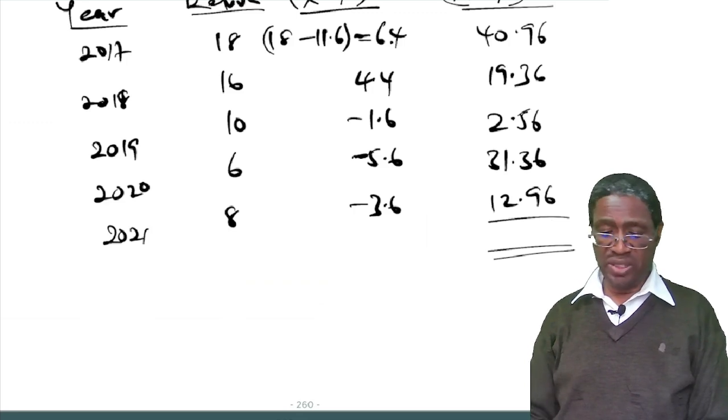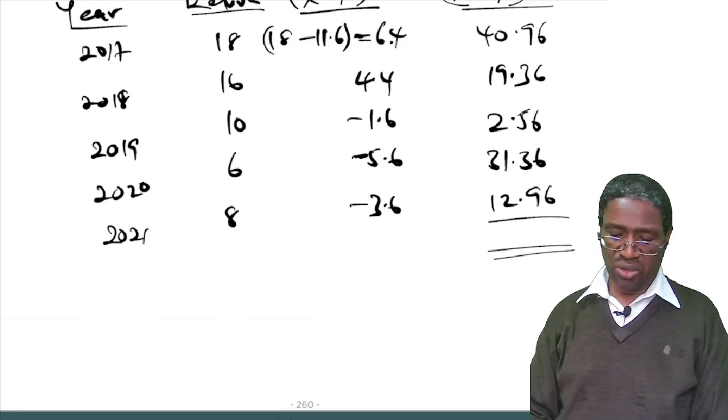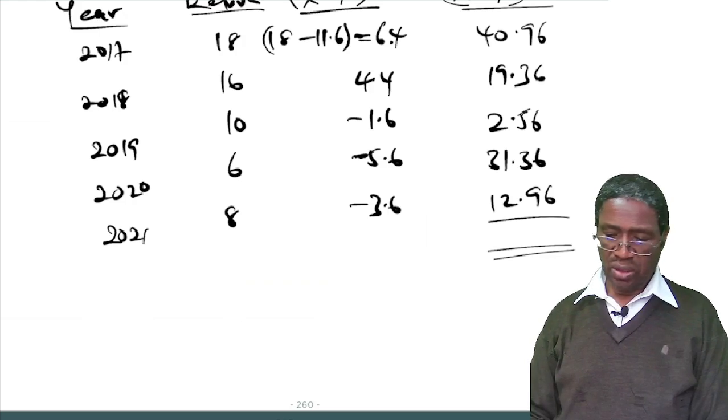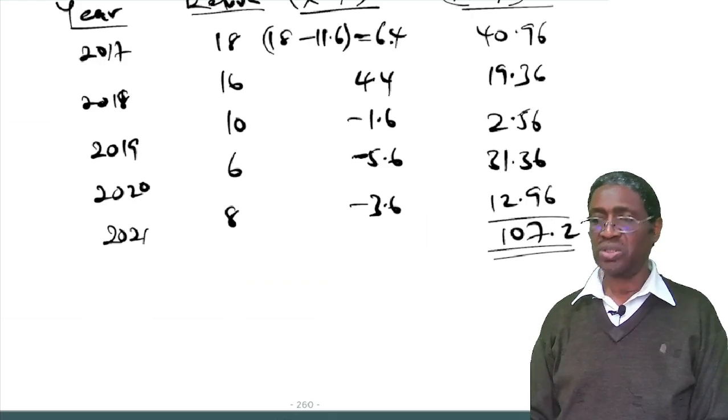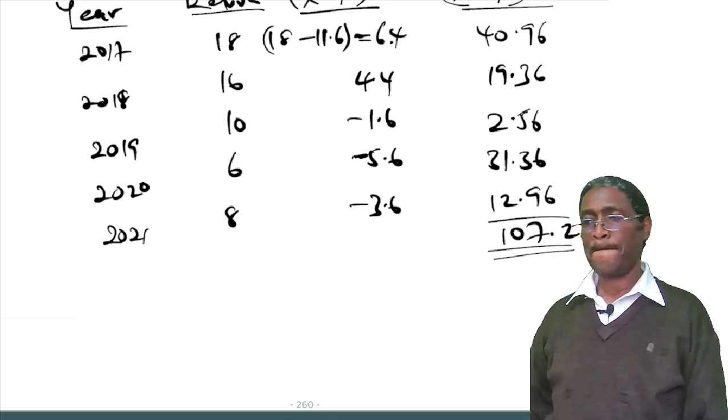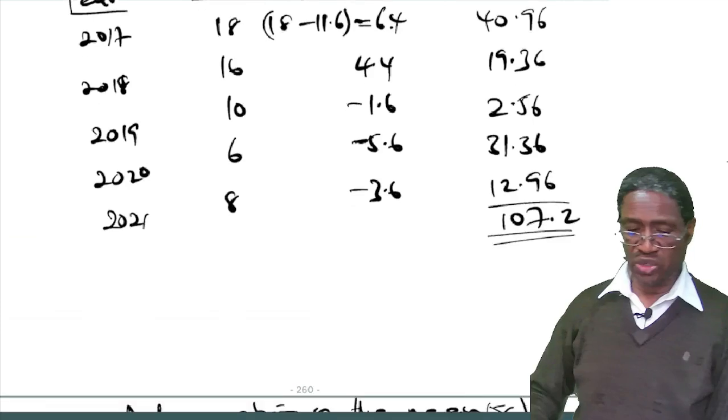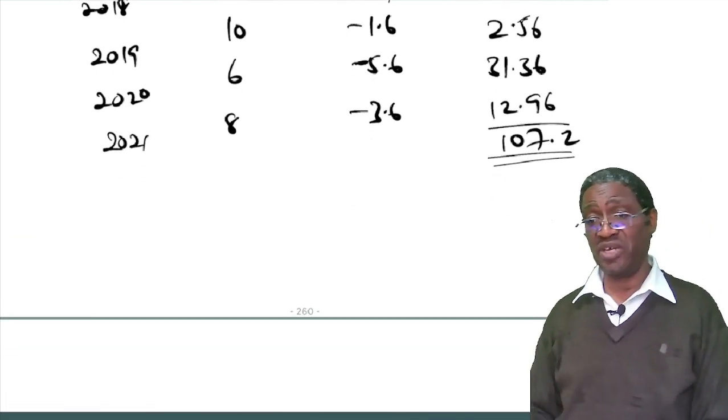Now we can add the total: 40.96 plus 19.36 plus 2.56 plus 31.36 plus 12.96. That gives me 107.2. That being 107.2, now we can use it to get the standard deviation.